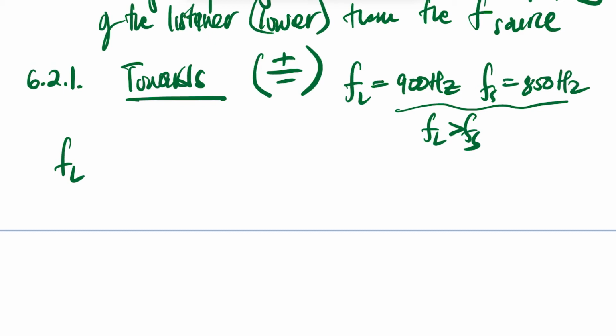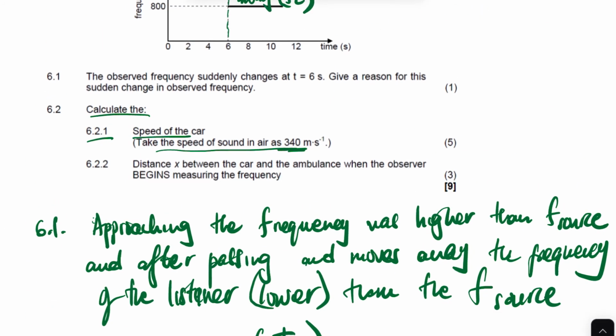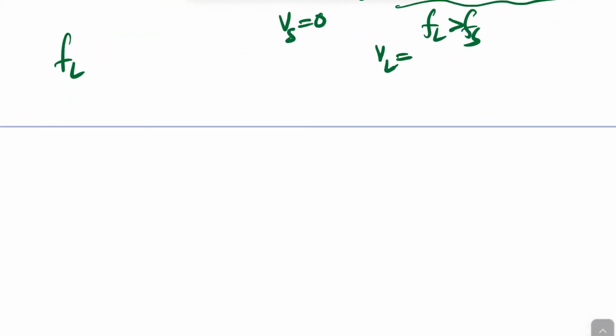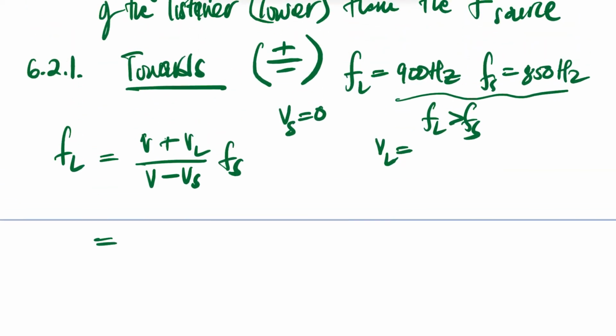So now the velocity of the source is equal to 0, because the ambulance is stationary, and the velocity of the listener is the one that is needed here, the speed of the car. So we need the velocity of the listener, right? Because it's the listener that is moving. So we'll say the frequency of the listener is (V plus, because we're using towards, VL) divided by (V minus VS) times the frequency.